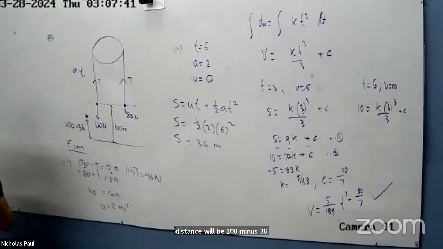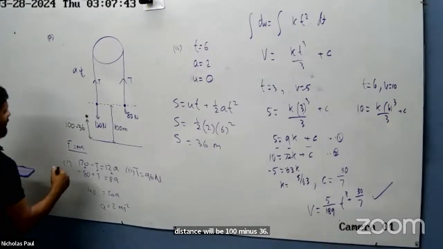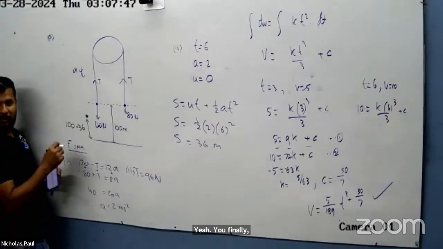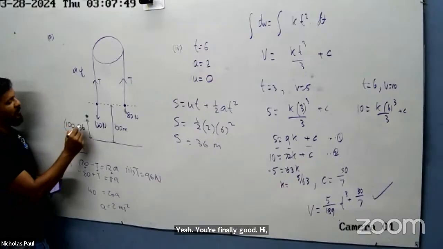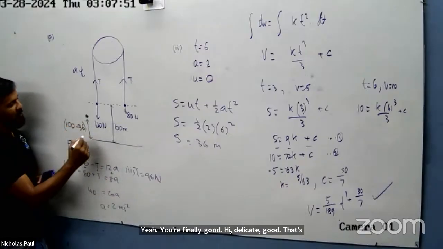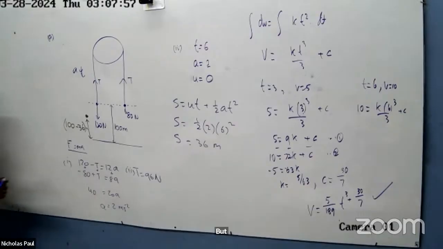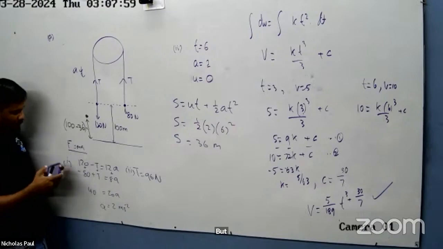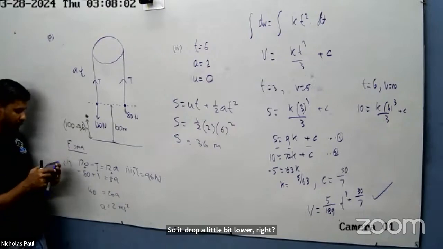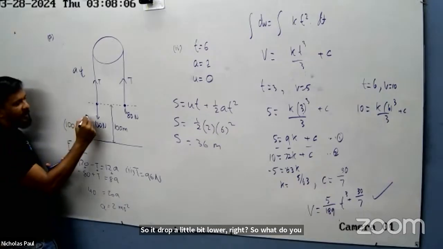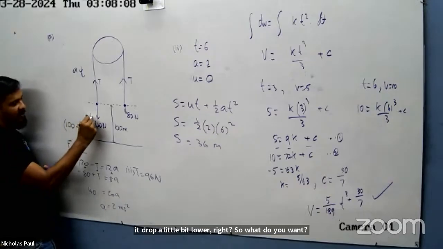I think looking good, but yeah. You find looking good? All right, looking real good. That purple starts off nice, but then the purple started to give some trouble. But so it dropped a little bit lower, right? So what do you want? Of course, it's moving, so you might need a velocity here.